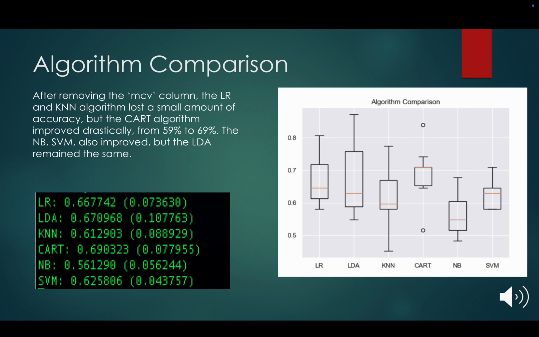And now, after removing the MCV column, the LR and K nearest neighbor algorithms lost a small amount of accuracy, but the CART algorithm, the classification and regression tree, which is a binary tree structure, increased in accuracy significantly, from 59% to 69%. The CART algorithm has built-in pruning, which prevents overfitting, and it's also easy to interpret.